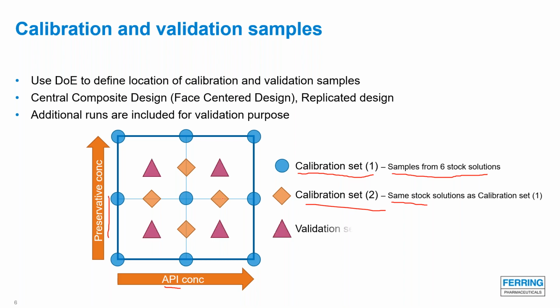And finally, we added another set of samples. We call it the validation set, which has been produced using freshly prepared stock solutions. So these would be samples that have nothing in common with the original blue samples or yellow samples here. They will be, for example, manufactured with a batch of API that has not been used for the rest, and we will use these validation samples to test the performance of the method and the model that we have created.